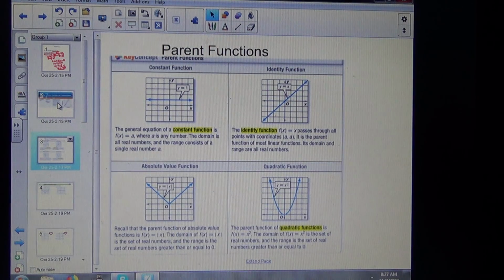Alright, so here are the 4 types of parent functions. This is again on page 109. If you're following along there, you can probably see it a little bit better on your book than the screen, because the projector's not spectacular. Okay? So the first equation is called a constant function. And the way I remember what that's called is it's constantly staying the same height. So it will never change its height.